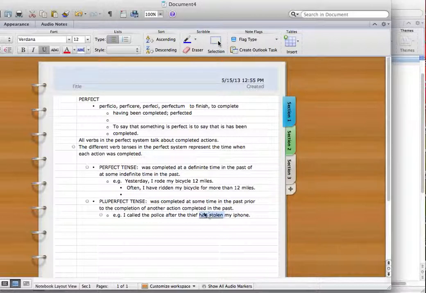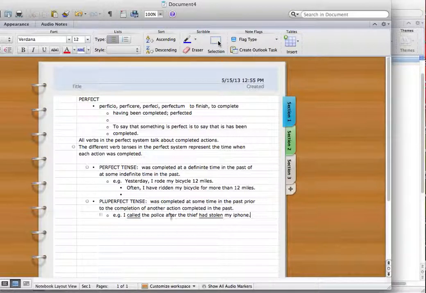We make something pluperfect in English by the insertion of the word had in front of the past participle of the verb. Called would simply be in the perfect tense. It's a once and done action at a specific time. I called the police after the thief had stolen my iPhone.